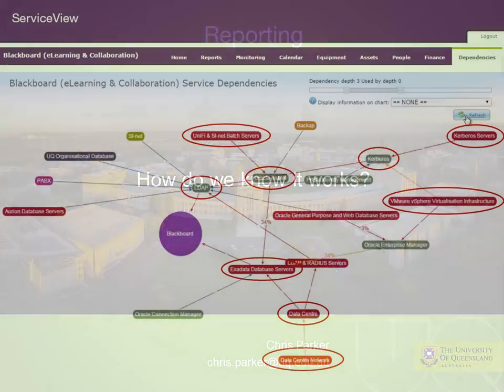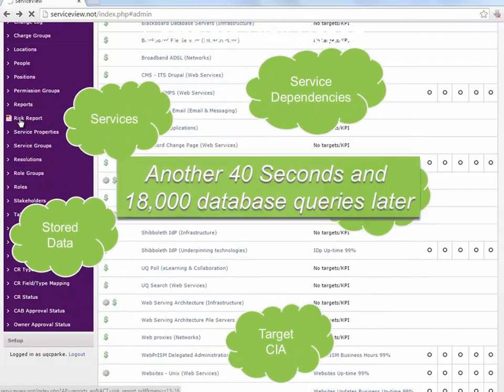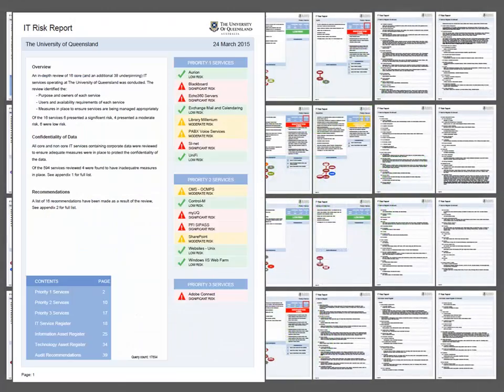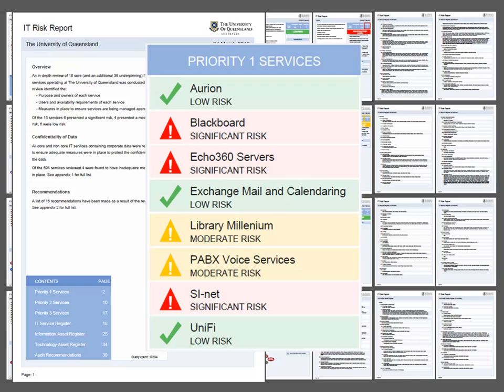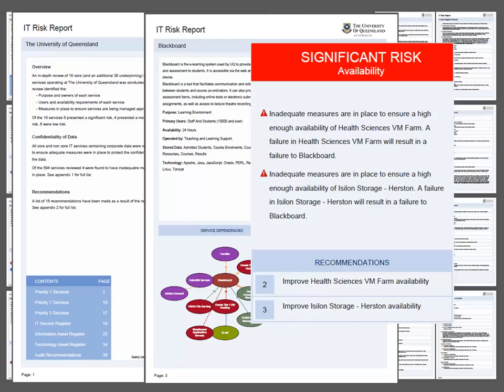In order to prove this process works correctly, we can make a minor change to one of the services on which Blackboard is dependent. If we swap the VM farm the Kerberos system runs on from a highly available farm to one that is less highly available, and we regenerate the risk report, there are significant changes. Blackboard is now a significant risk. Looking at Blackboard in detail, the report highlights the availability risk and recommends the availability of the VM farm is increased.